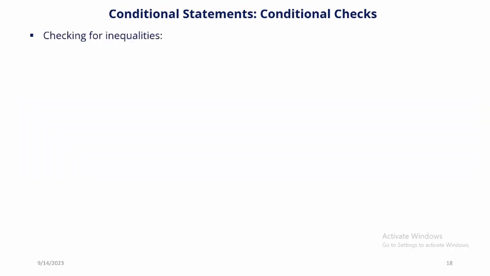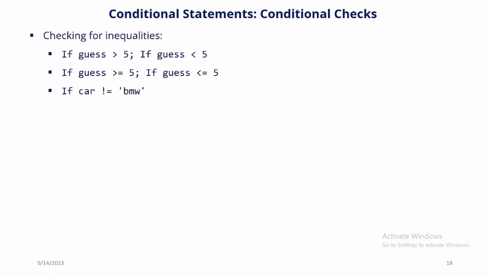So we'll look at conditional checks in more detail. Checking for inequalities. We could say if guess > 5. We could also say if guess < 5. It's a conditional check. We could also say if guess >= 5, or if guess <= 5. If car != BMW. Now, checking for equality is something we've done more frequently in our programming practice so far.